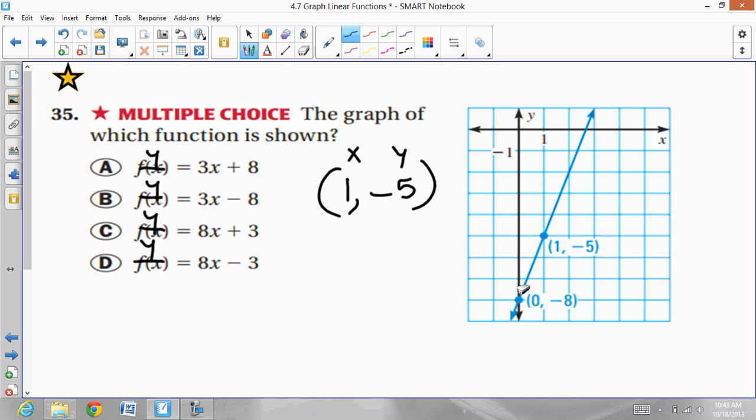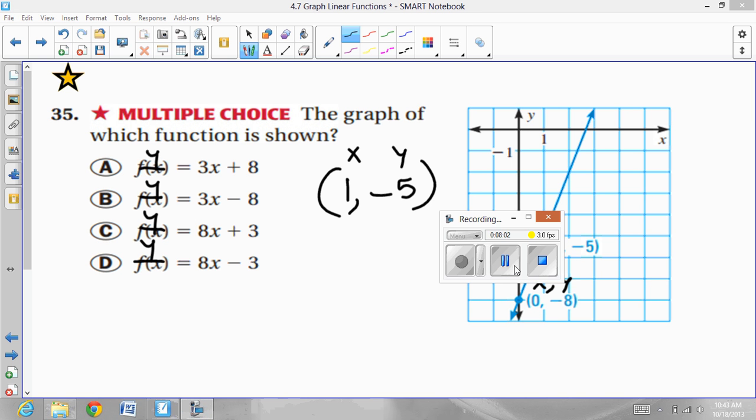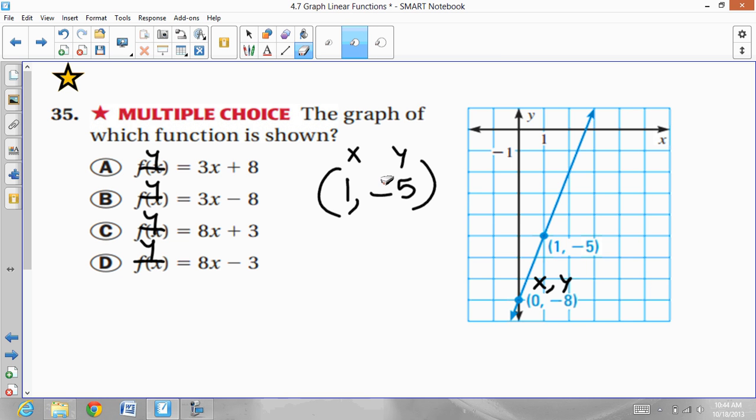And once you are done with that, then you look at 0 comma negative 8 and do the same thing, x comma y. Take the value of x as 0 and the y value of negative 8, substitute them in the equation and see which one will be equal. So let's try this together.